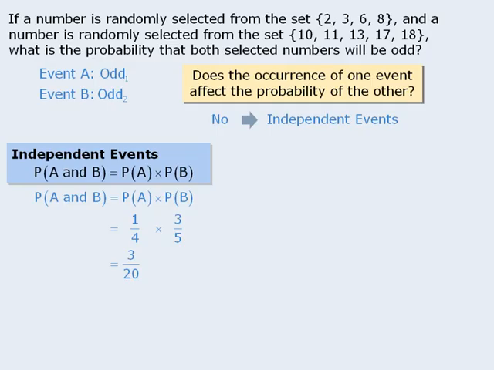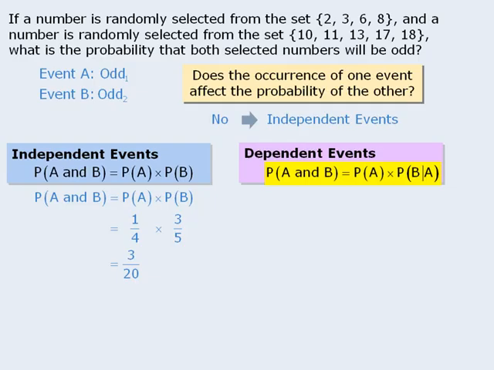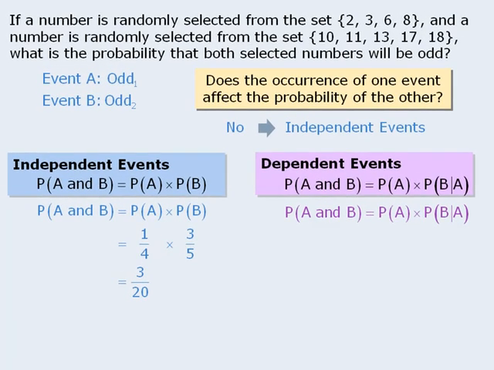Please note that although many students prefer the formula for independent events over the formula for dependent events, the formula for dependent events will work for all probabilities involving the word and. Conversely, the formula for independent events only works for probabilities where the events are independent. Now let's see how the formula for dependent events works on this question, even though the two events involved are independent. Here we'll begin with the probability of event A.